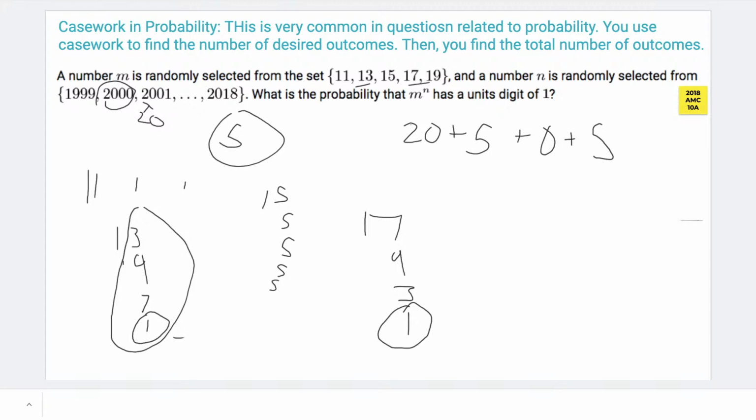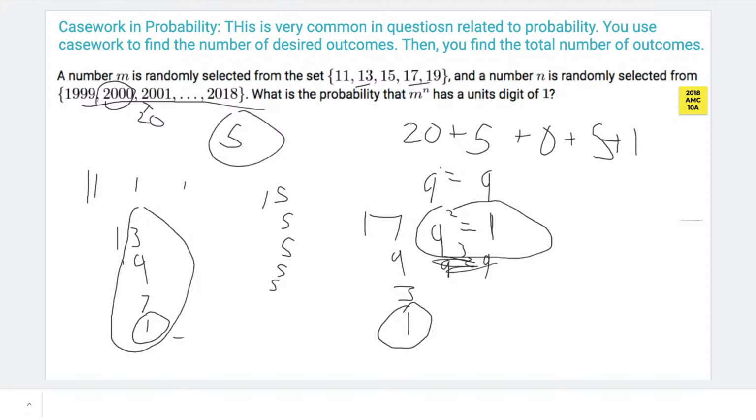How about 19? 9 to the power of 1 will always be 9, have a units digit of 9. 9 to the power of 2 will have a units digit of 1. 9 to the power of 3 will have a units digit of 9. So it's just cycling between 9, 1, 9, 1. So every exponent that is a multiple of 2 will have a units digit of 1. And that means there are 10 even numbers here, 10 numbers that are multiples of 2. So that means there are 10 cases for that.